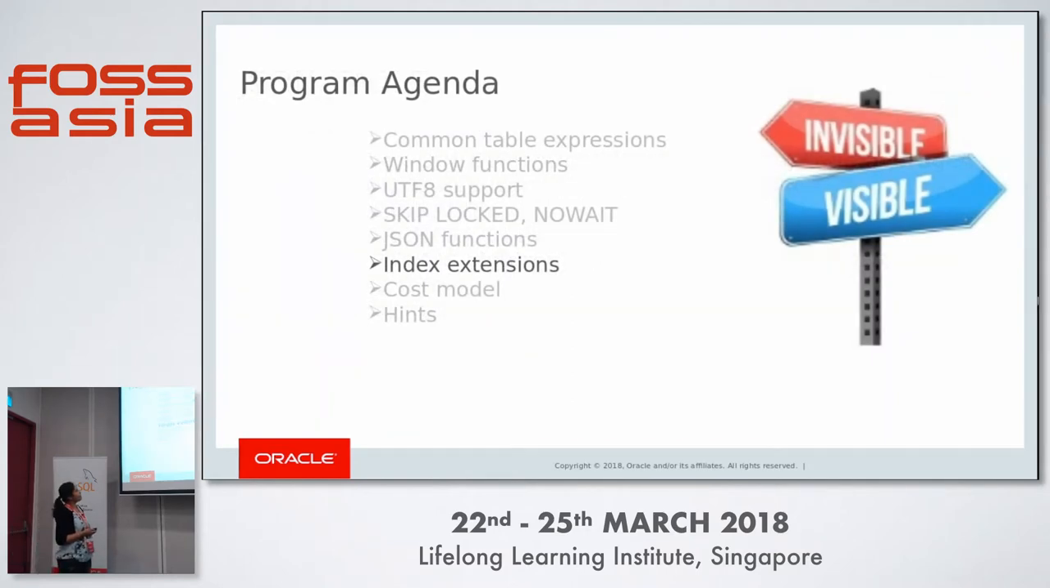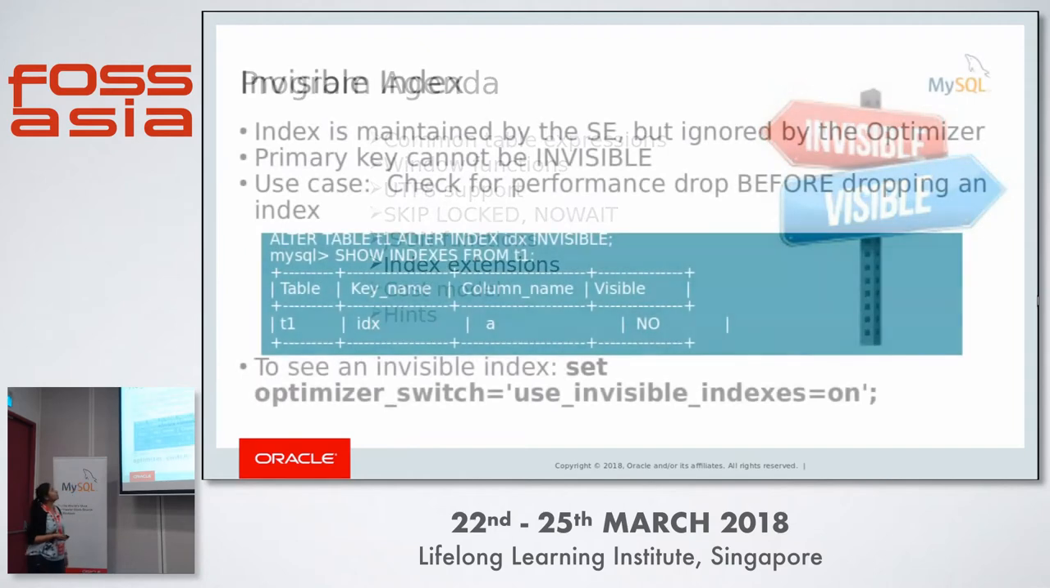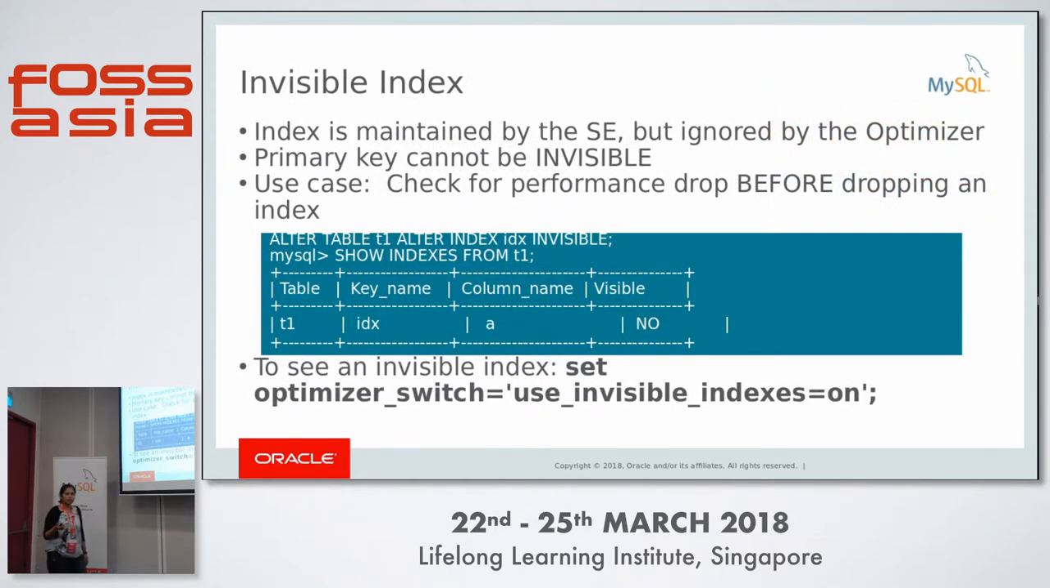Next we have a couple of index extensions, the first one being the invisible index. Typically a DBA would want to check whether any of the indexes are used correctly or not. If he finds that an index is not used by any of the applications, he would like to drop the index. But it so happens that when he tries to drop the index, what if the performance takes a hit? So now with 8.0, what he can do is make this index invisible to the optimizer alone. When you insert data or update data, all the physical changes will happen to the index, but the only thing is the optimizer is not going to pick this index for its plan generation.